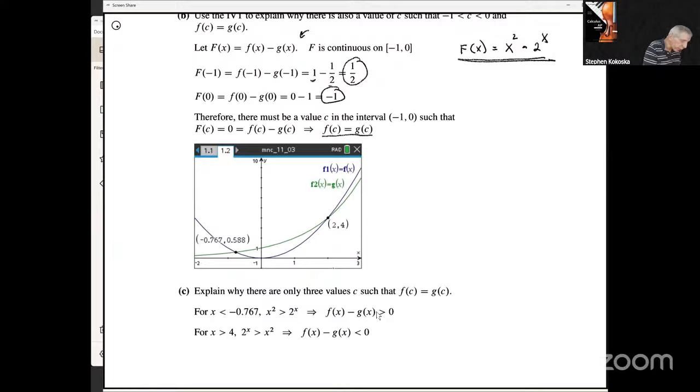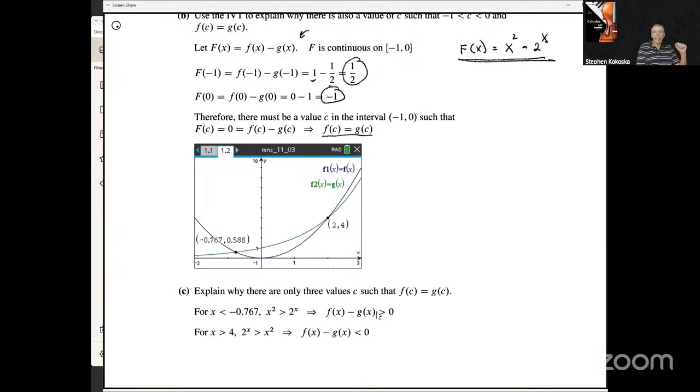So here's the graph of f and g once again. What I did is, of course, use the built-in function intersect once again. I believe I had to pick a lower bound and an upper bound and ask the calculator to search in that interval. And I think that third value is minus 0.767. How about that? So there are indeed three places where the graphs of these functions intersect.